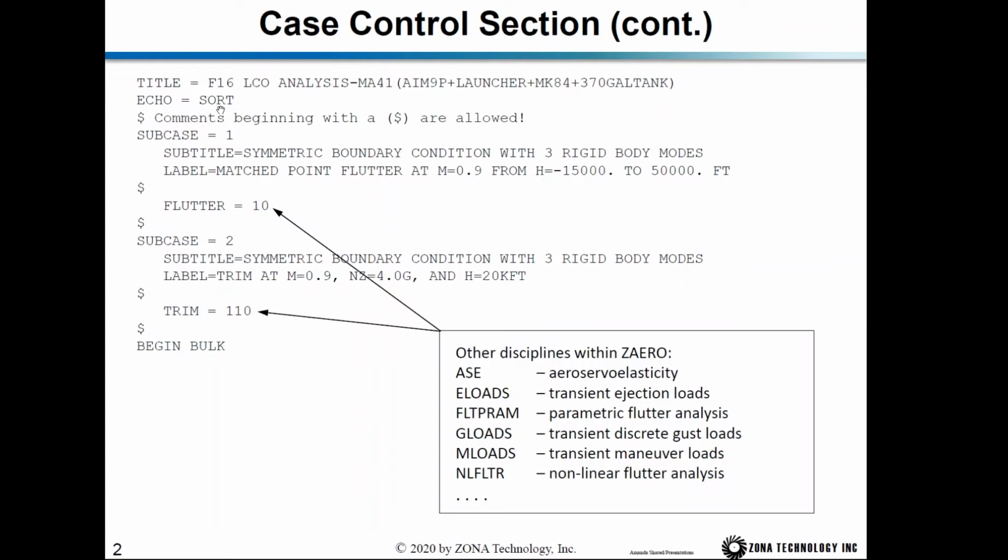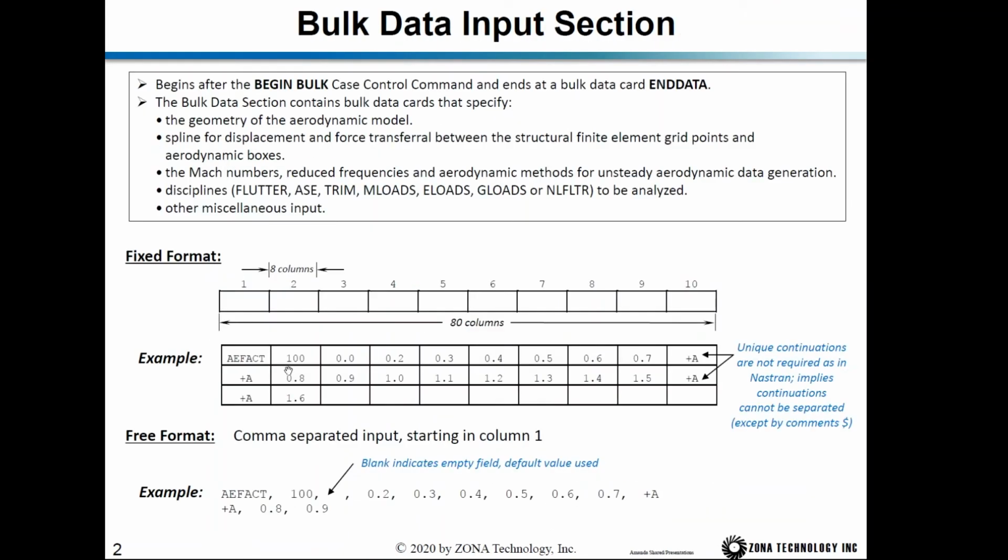And you have title, you have echo, you have sort. So ZAERO will sort the input cards and print them out in the output file. And then you have two subcases. Then you end this case control section by begin bulk. Within each subcase, you can select disciplines: flutter, trim, ASC. For example, if you specify flutter equal to 10, then you must have a bulk data card called flutter with ID 10 in the bulk data section. And if you specify trim equal to 110, then you must have a trim bulk data card with ID 110 in the bulk data card section.